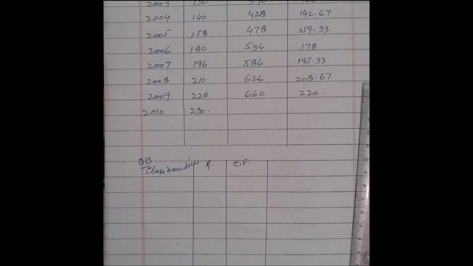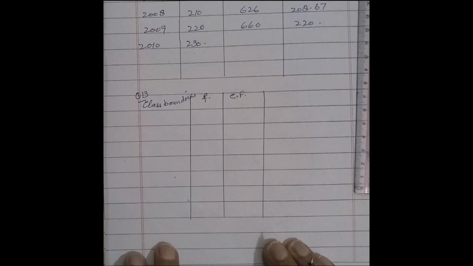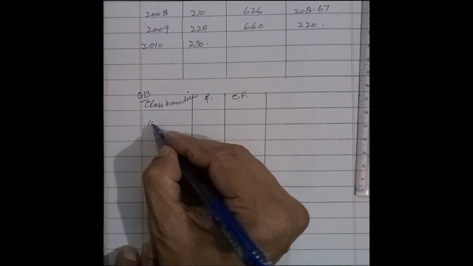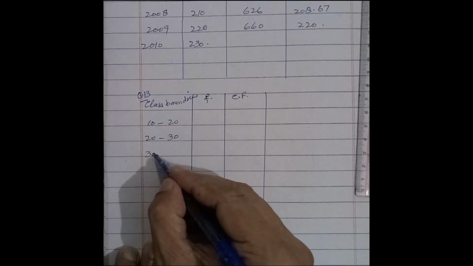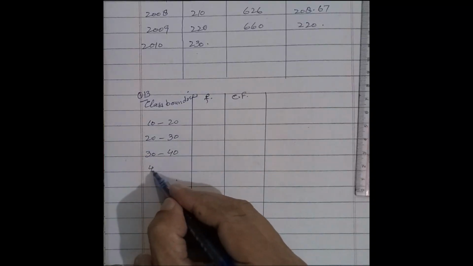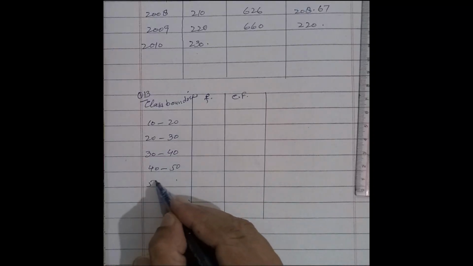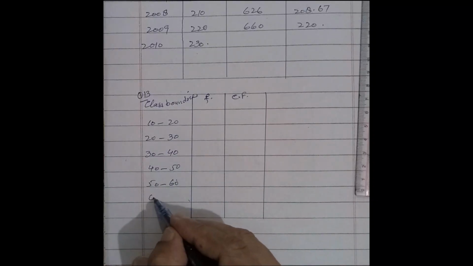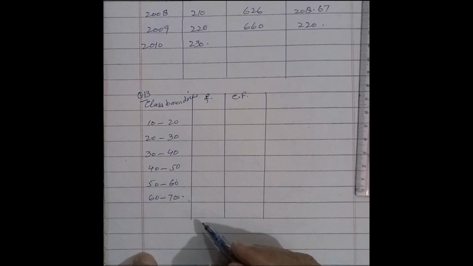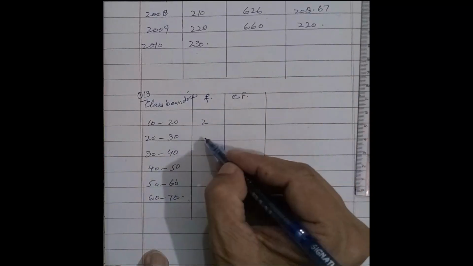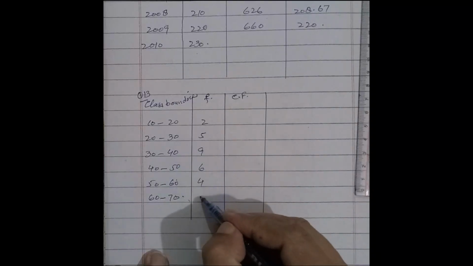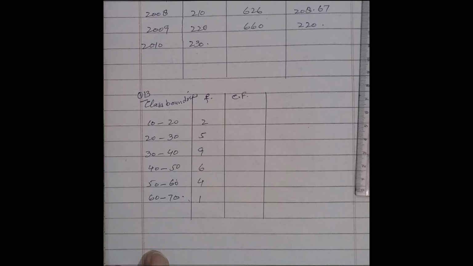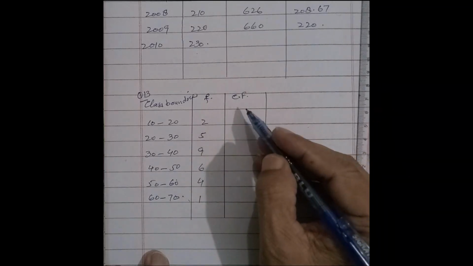So first we plot the values and find the values of cumulative frequency. The classes are 10 to 20, 20 to 30, 30 to 40, 40 to 50, 50 to 60, 60 to 70. And the frequencies are 2, 5, 9, 6, 4, and 1. And then find cumulative frequency.